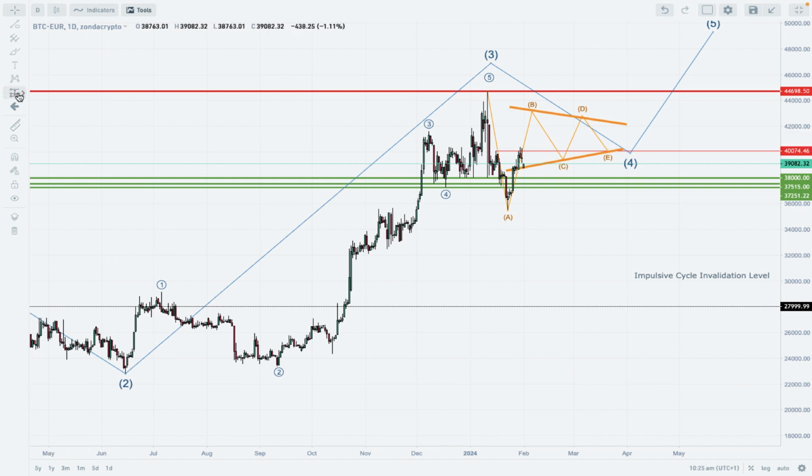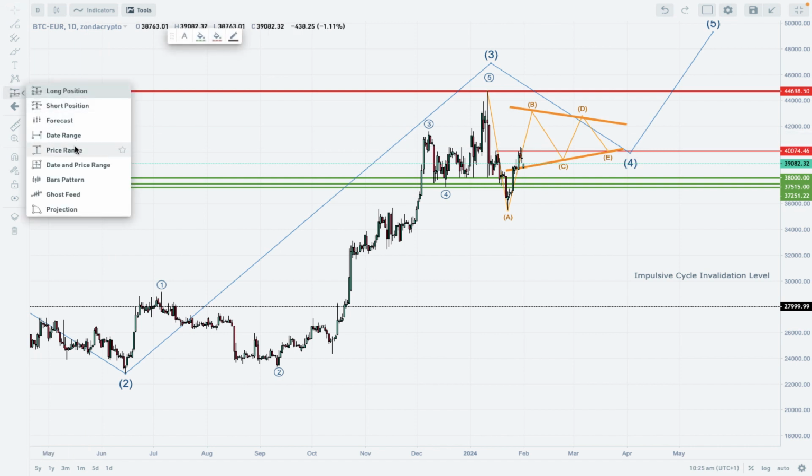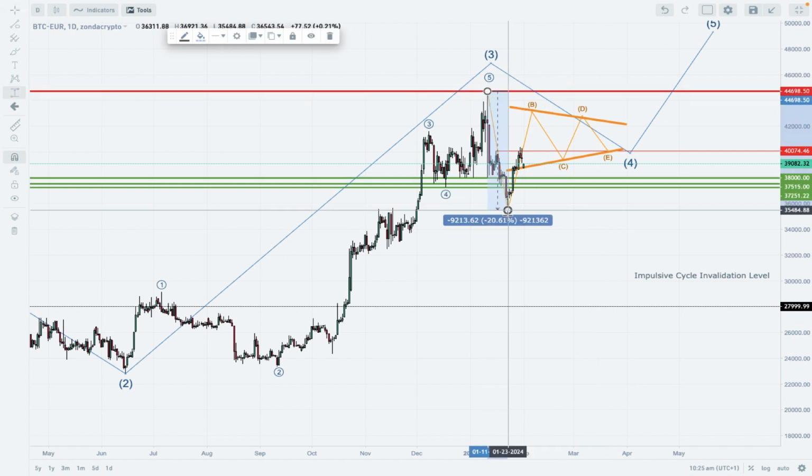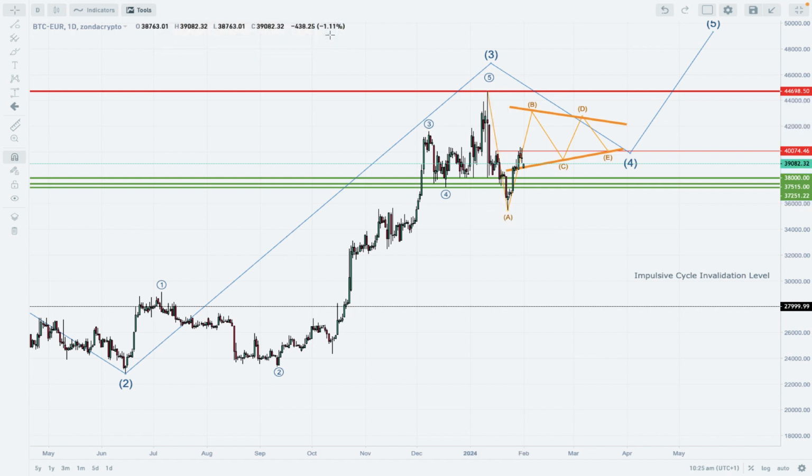If we take our range measure tool, let's say price range, from the top to the bottom, or from the bottom to the top, it doesn't actually matter because it's always 20%. In our situation, it's a minus 20%, because of course this is the corrective cycle to the downside. So 20% is a pretty big, typical correction. It can right now be perceived as some sort of the wave A of a potential bigger correction in time and price.